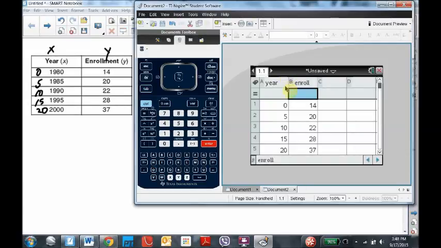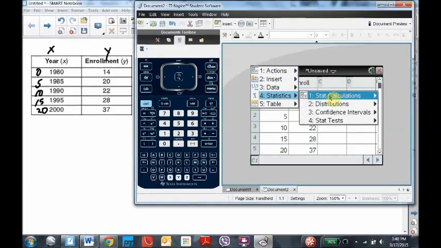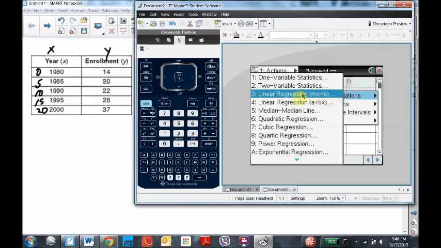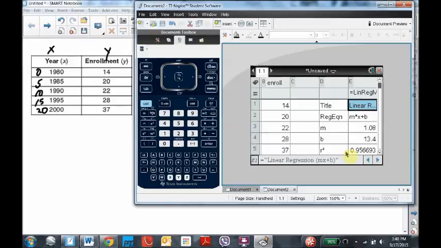All right. And the way we did the linear regression is we put our cursor in C1. Then I go to Menu. I go to Statistics. I go to Stat Calculations, and I go to Linear Regression MX plus B. My X list, we said, was the year. My Y list is enroll. It's going to save my regression equation to F1. That's really important. And I'm going to hit OK.